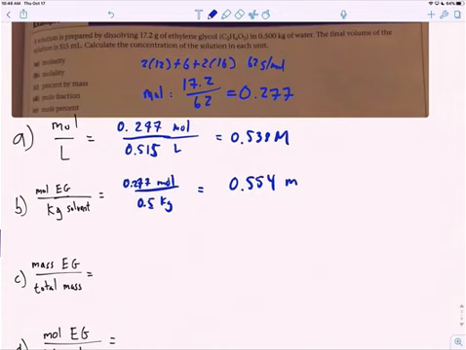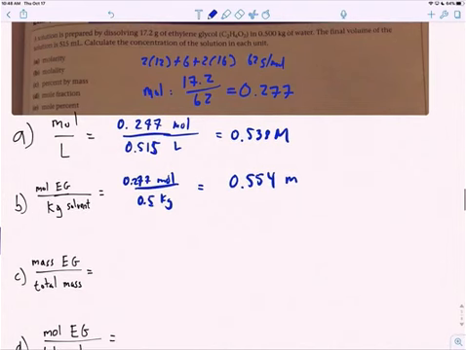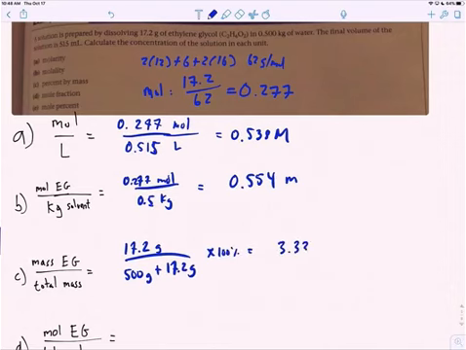Next, percent mass. This is going to be 17.2 grams of ethylene glycol over the total mass. Half a kilogram is 500 grams plus 17.2 grams. You put that in your calculator, and then times 100%. This becomes 3.33%.